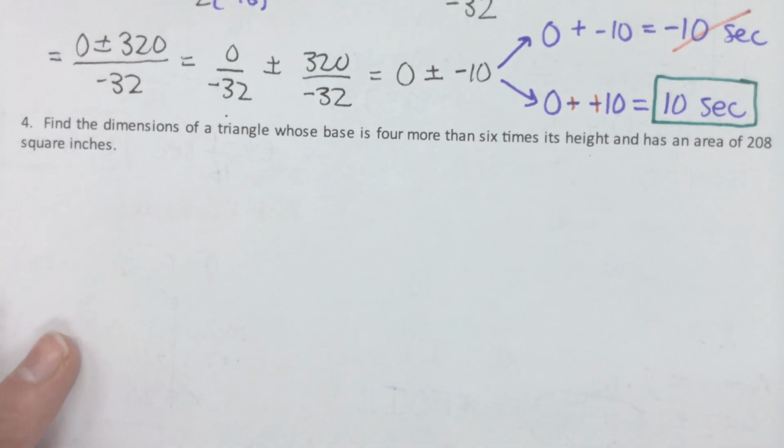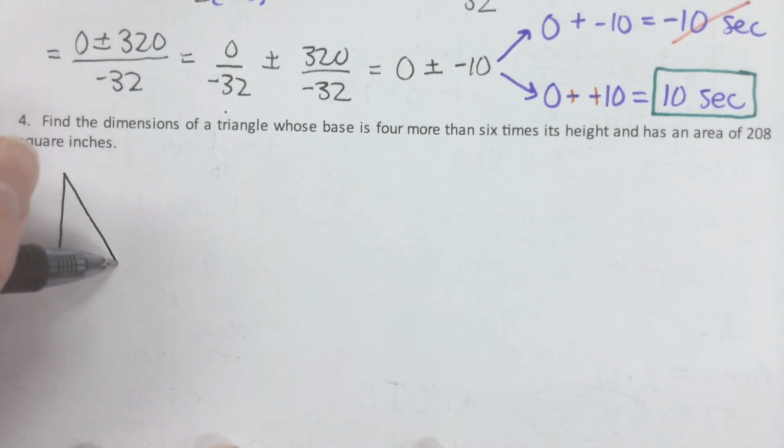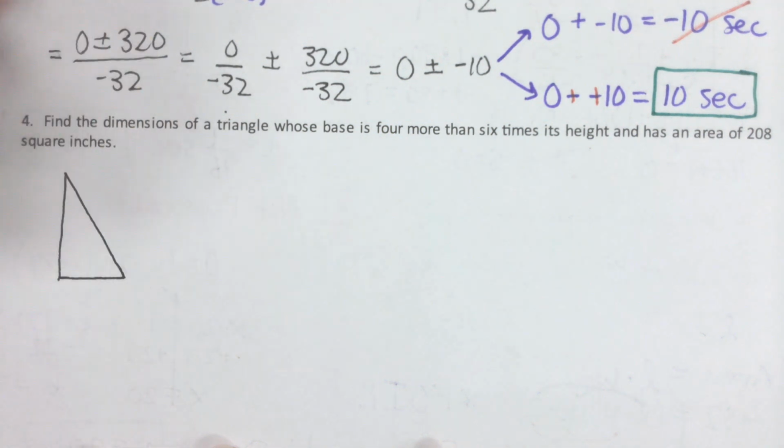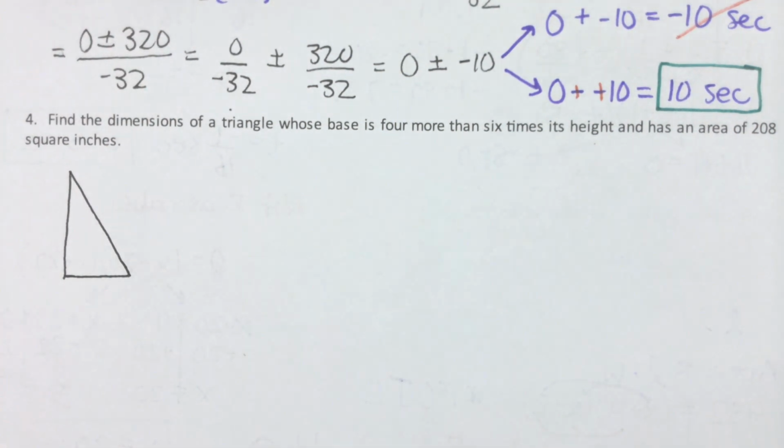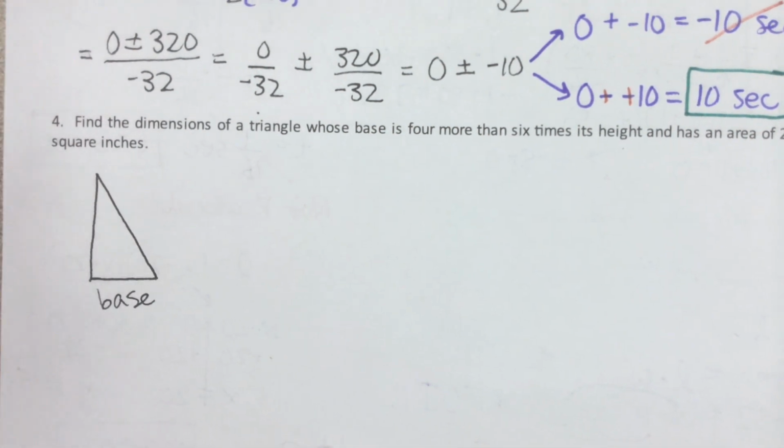First off, let's start with a picture. I'm going to draw a right triangle since it already has the vertical height in it. The base is the bottom of the triangle, and then the height is going to be this vertical here.